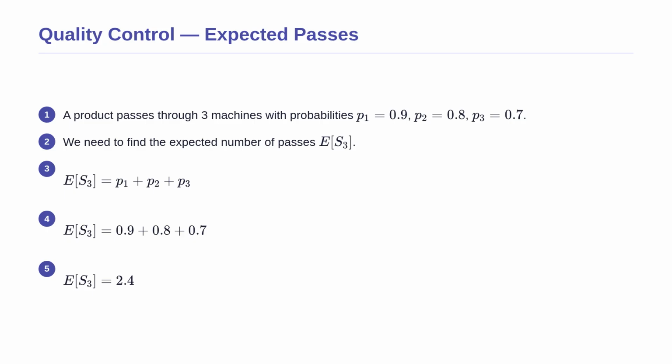First, we are asked to find the expected number of machines the product will pass. We start by writing out the expectation formula for 3 trials, which tells us to sum the 3 individual probabilities. We substitute 0.9, 0.8, and 0.7 into our equation. Adding these gives us 2.4. This means if we tested thousands of products, on average, they would pass 2.4 machines each.